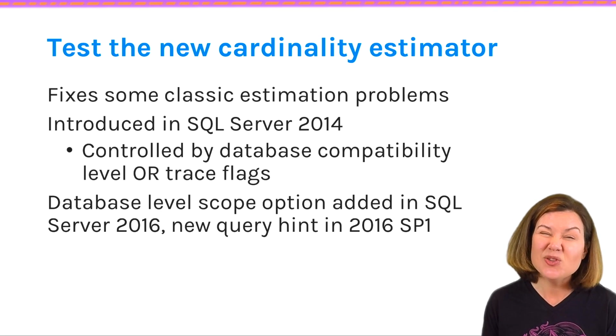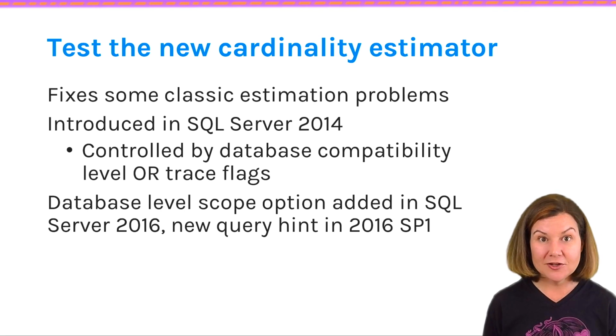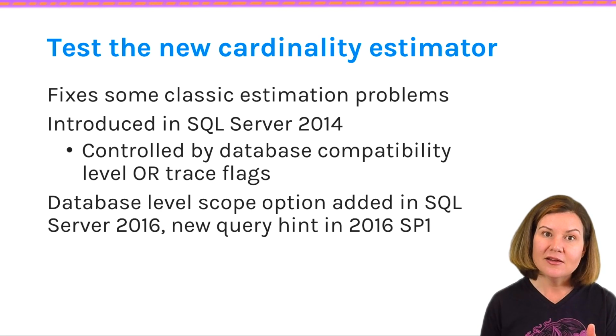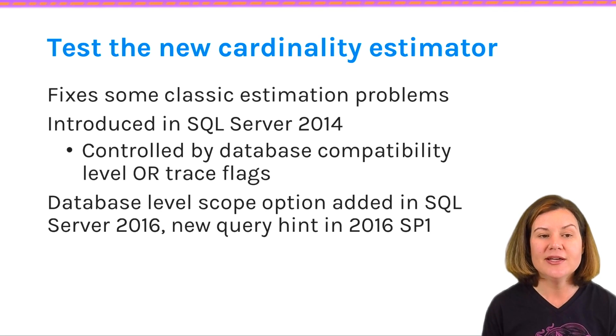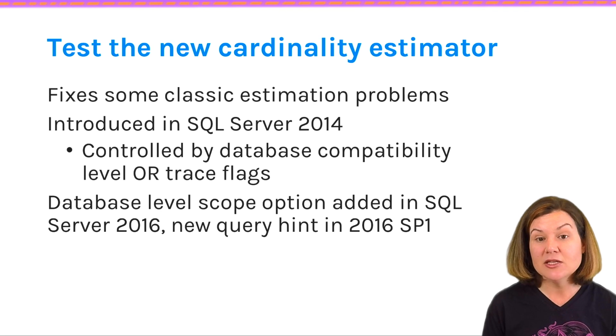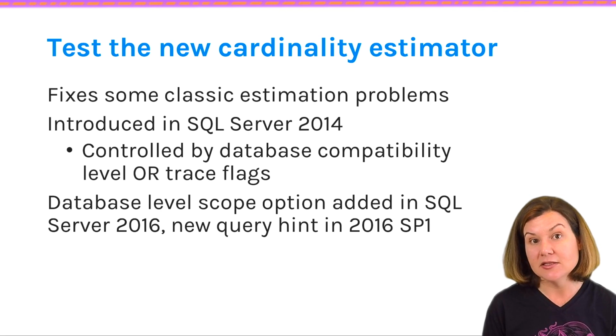You could also test out the new cardinality estimator. You could test it out with the demo script. One of the great things about the gist that I'll post along with this is that with 2016, you could totally see how flipping these on changed the query plan and the row estimates in the sample query. They have fixed some classic estimation problems in the new cardinality estimator.